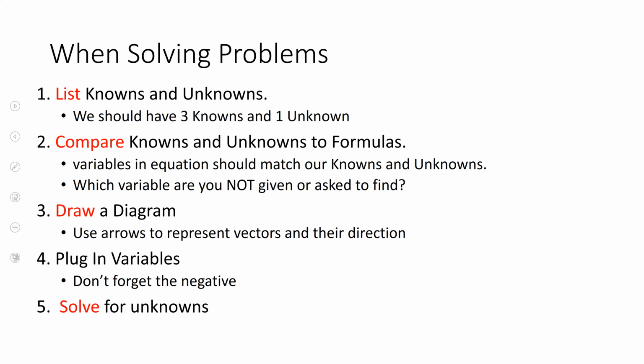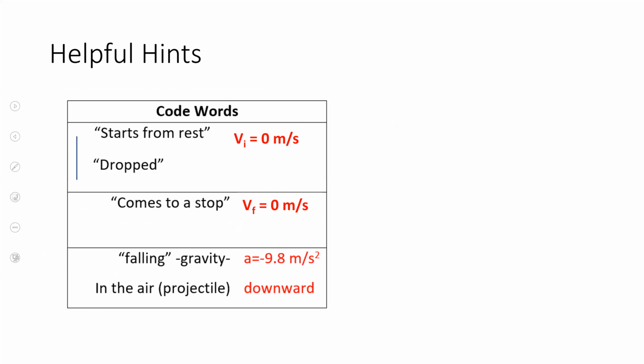If we need to draw a diagram, we'll draw a diagram with vectors, like it shot this way to the right or to the north. We're going to plug in all our variables, not forget our negative, which just means it's going down. We're going to solve for it. All right, here we go. Put on your thinking caps, please. Make sure they are buckled tightly under your chin, okay?